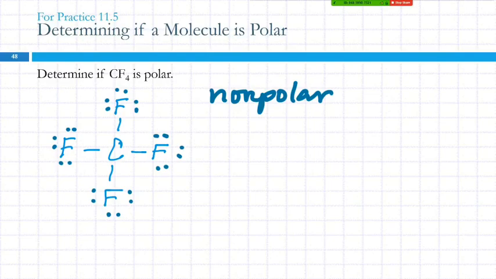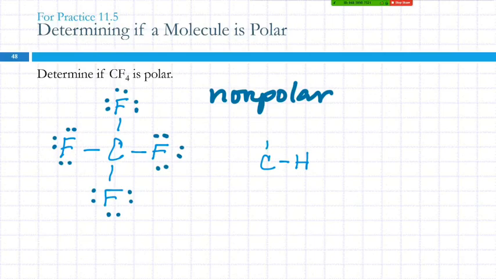So the reason that works is when all of these are the same element or the same electronegativity, that means the magnitude of all these vectors is the same. If there are no lone pairs, that means that they're distributed evenly in three-dimensional space, and so they will add up to 0.